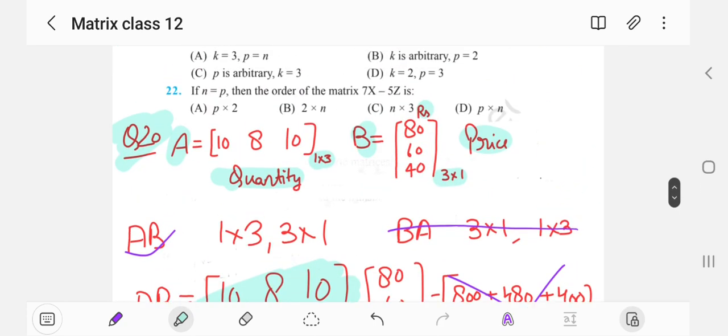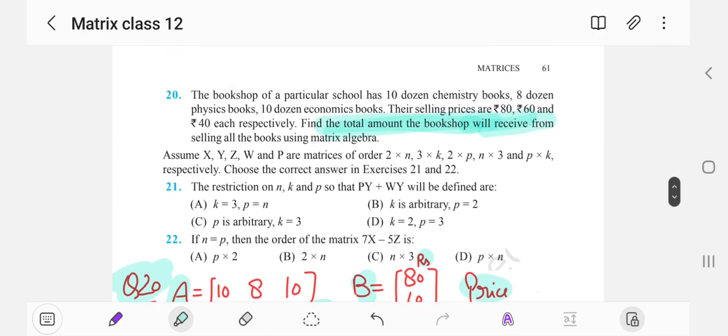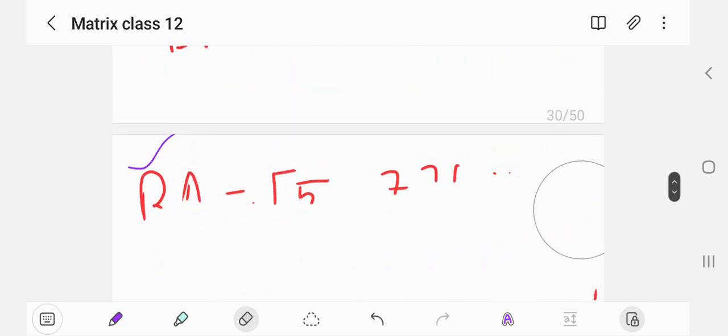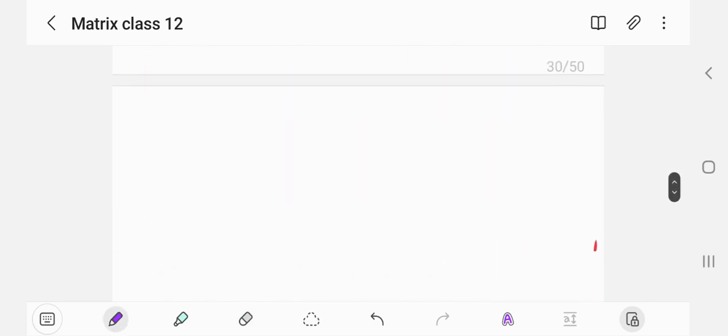Okay, fine. Now let's discuss question number 21 and 22. First, what is given is that the X, Y, Z, W, P matrices are of this order, and we have to accordingly tell what should be the order of this and what will be the order of this. So let's discuss this question. Let me erase this and let's discuss it here.